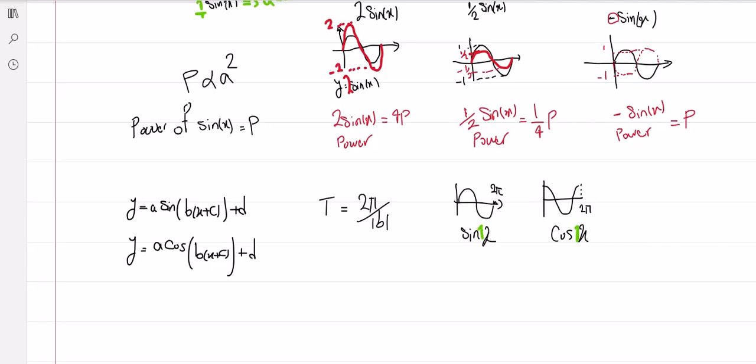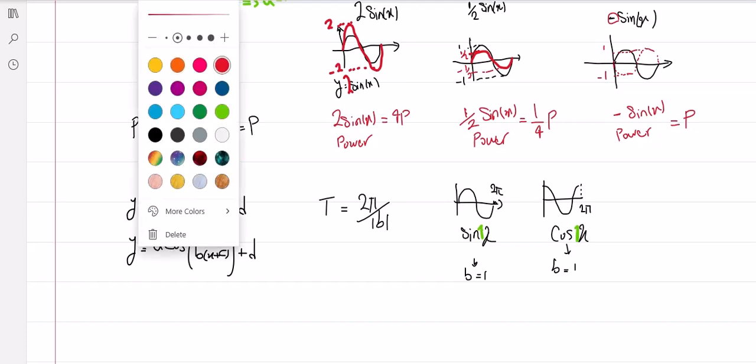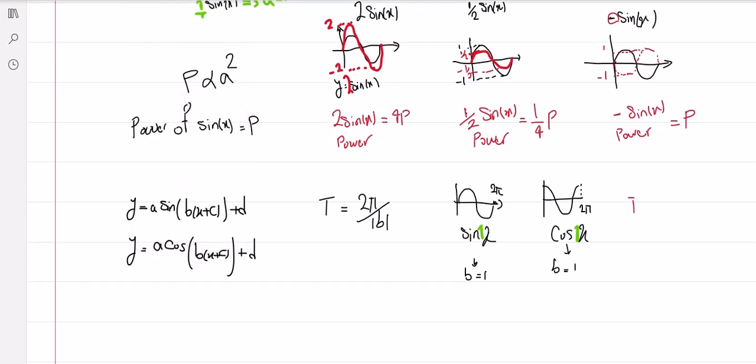So that means that the b value for cosine is equal to 1, and the b value for sine is equal to 1 as well. So if we wanted to use that formula, we could write the t value is equal to 2 pi over 1. So we have two ways. The first way is that we actually visualize the graphs, but the easiest way is actually to use this formula. As you see in here, we get the b values and we just divide 2 pi by 1.